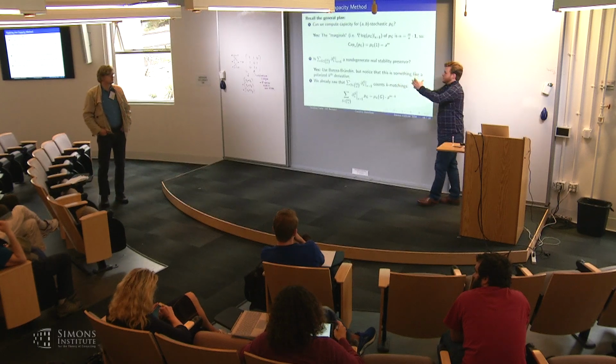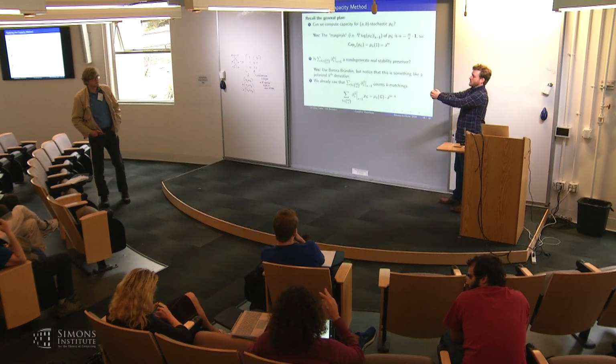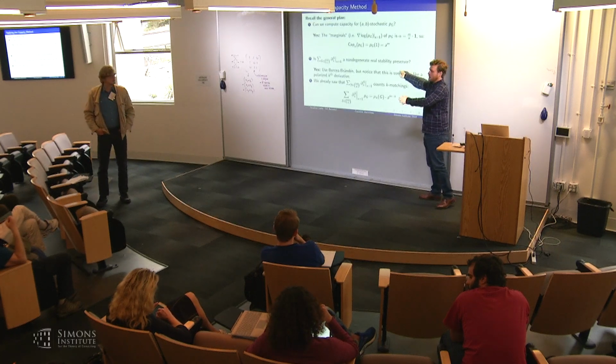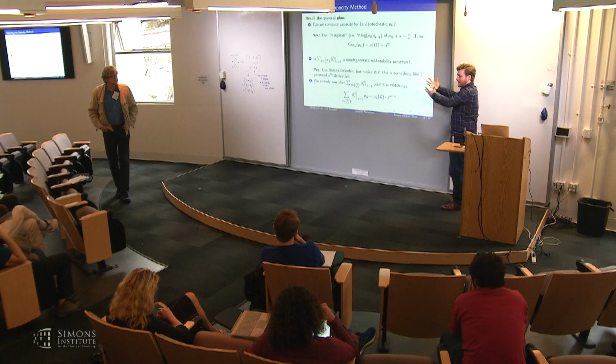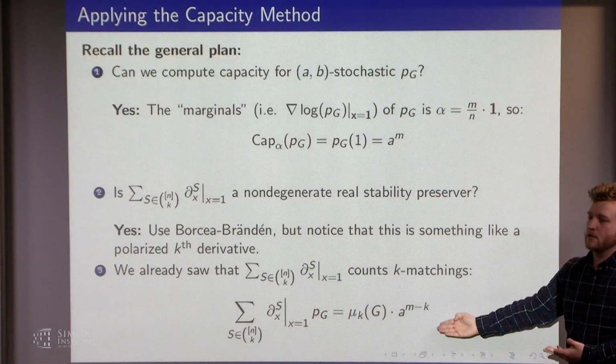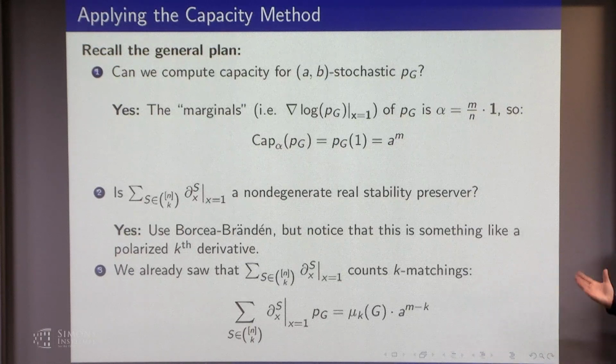We have the polynomial that represents our object and for which capacity is easy to compute. We have this differential operator. We know by the theorem exactly how it changes the capacity. And then after you apply it, you get some value that's exactly the thing you want to count. And so you get a bound by just putting the pieces together.